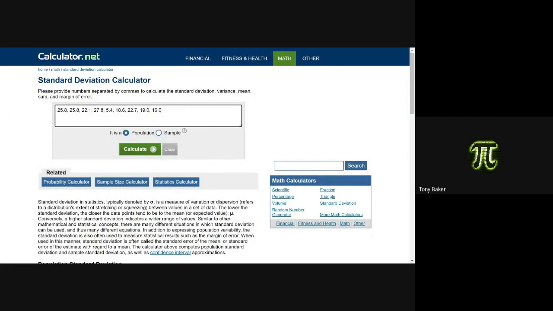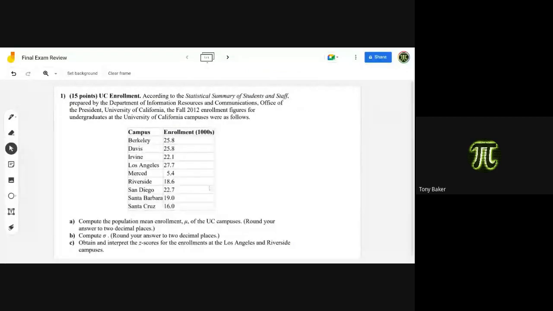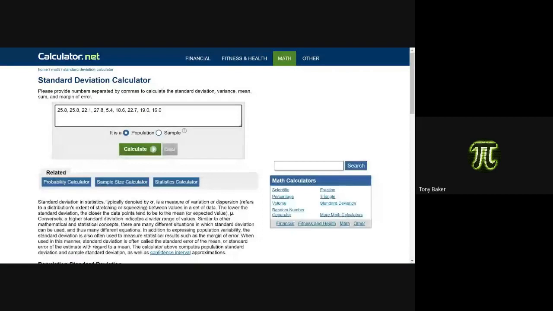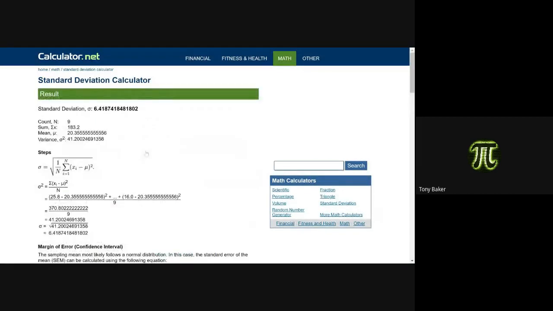So the only thing you really have to figure out for this one is, is it a population or is it a sample? So in this problem here, since they're giving you all the campuses, this is a population. So when we use the calculator, make sure we have population checked for that. Calculate, so there's my standard deviation, and it also gives you your mean, so it does both at the same time. Makes your life a little bit simpler.